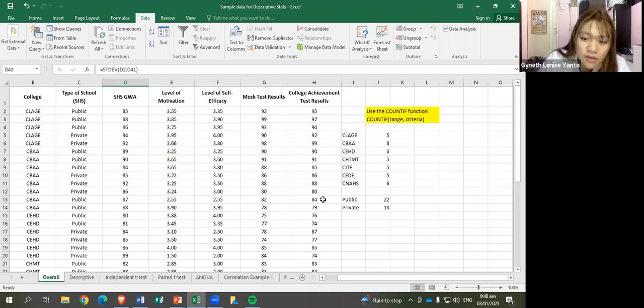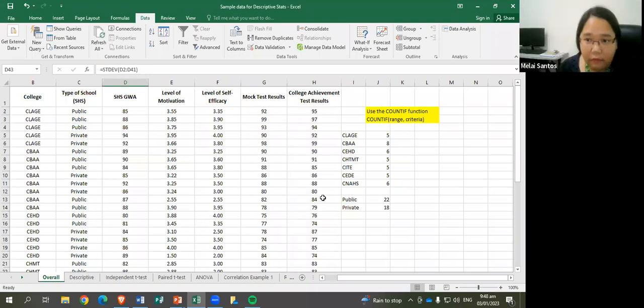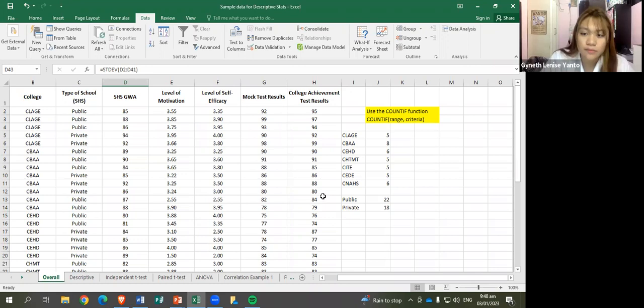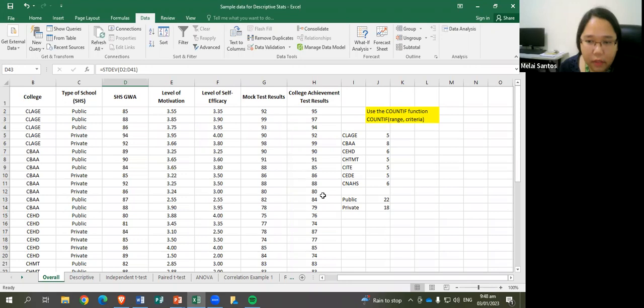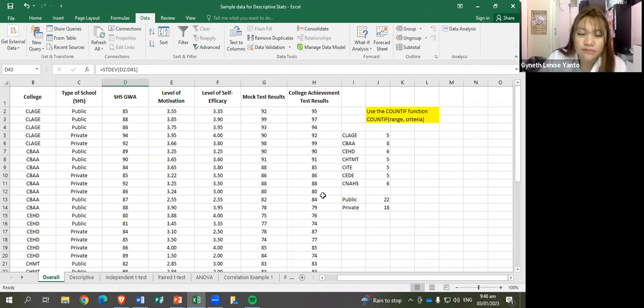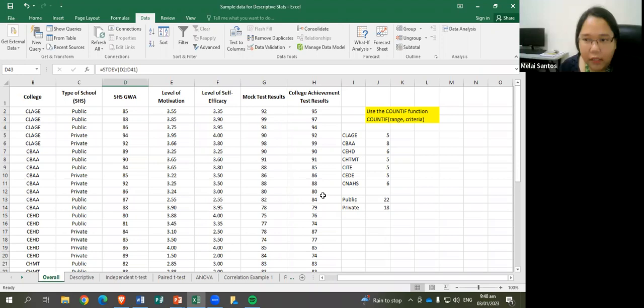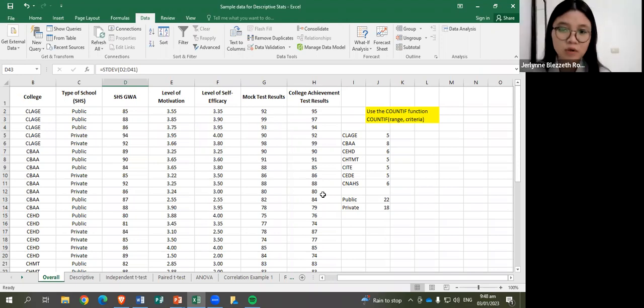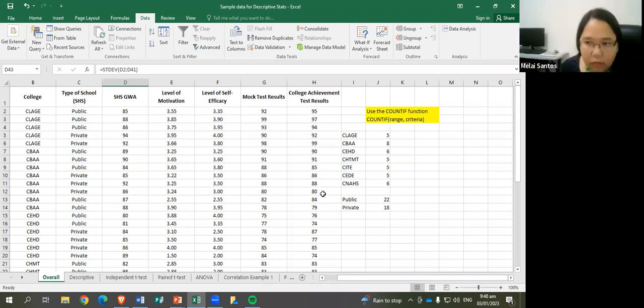Ma'am, for the mock test result, the average is 85 and the standard deviation is 5. 85 as in full 85.0? Yes, for the mock test, ma'am. And the STDEV is exactly 5. Okay, thank you. And Jerlene. For the level of self-efficacy, the average is 3.36 and the standard deviation is 0.57.